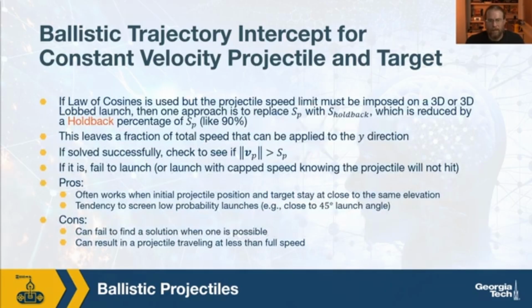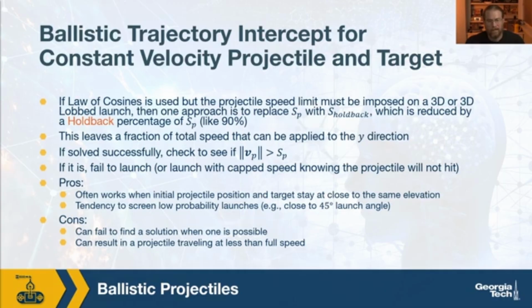One other thing I wanted to mention is that there's a trick you can do with the law of cosines. If you do want to impose a speed limit, you can use this holdback trick. Basically, you know what your maximum speed limit is. So when you call your algorithm for your law of cosines implementation, you pass it a speed that is like 90% of what you actually want to allow for. That leaves a fraction of the total speed that can be applied in the Y direction, so any loft that you might need on your solution.